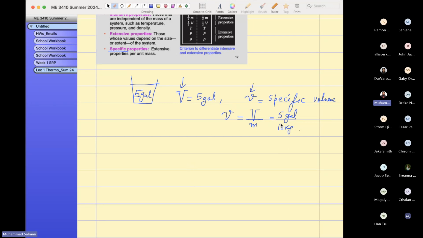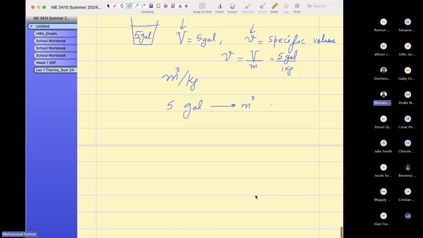For example, if the mass is 1 kilogram, then 5 gallons per kilogram. Usually we write meter cubed per kilogram. I'm just writing gallons, but you should know how to go from gallons to meter cubed, because it is important to convert. Suppose I ask you, 1 gallon is how many liters? I believe 3.7 liters. Can you please write down in the chat box how many liters are in 1 gallon?